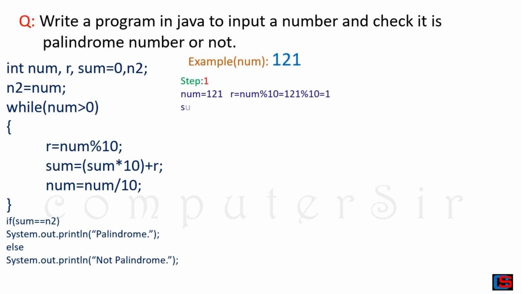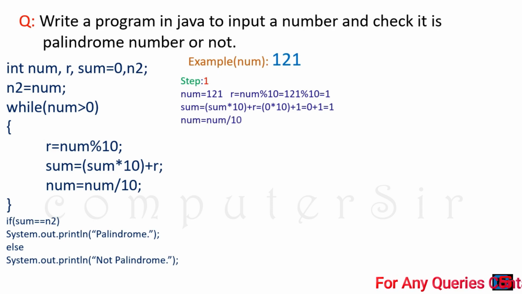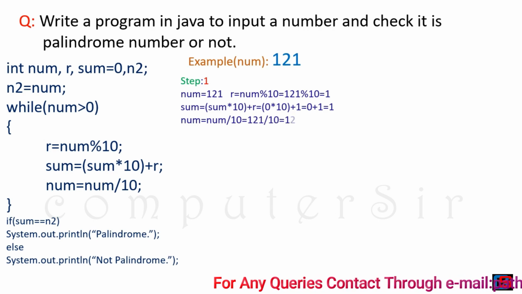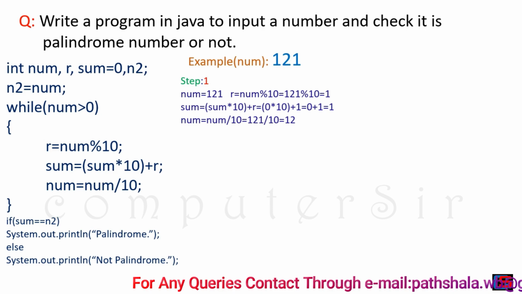Now r equals num mod 10, so num is 121, 121 mod 10, so r becomes 1. Now sum equals sum into 10 plus r. The initial value of sum is 0, so 0 into 10 plus 1, so 0 plus 1, and the sum becomes 1. Now num equals num by 10, so 121 by 10, and num becomes 12.